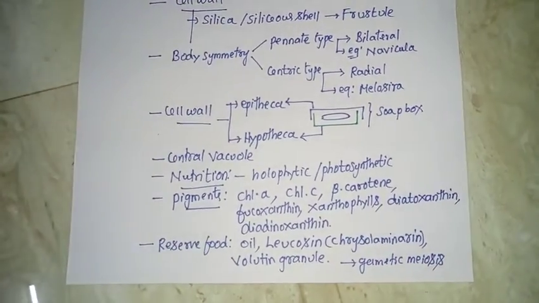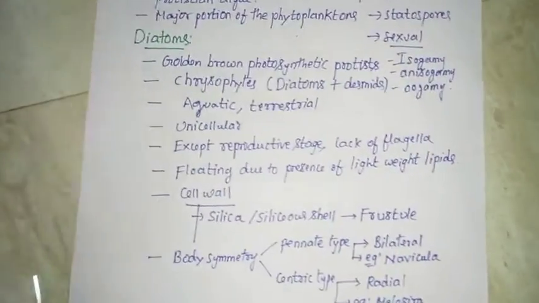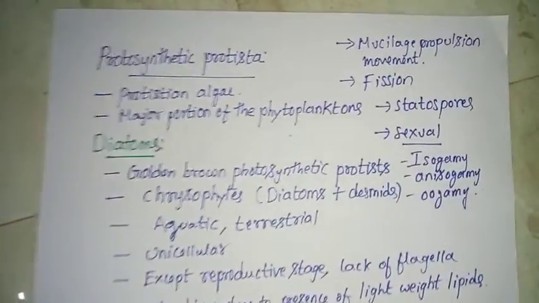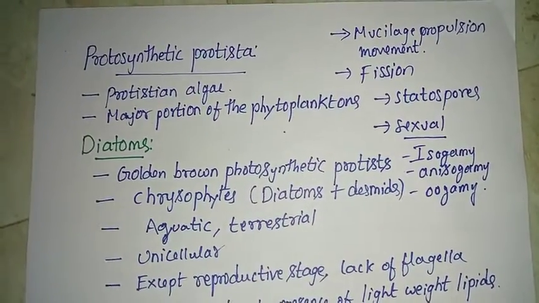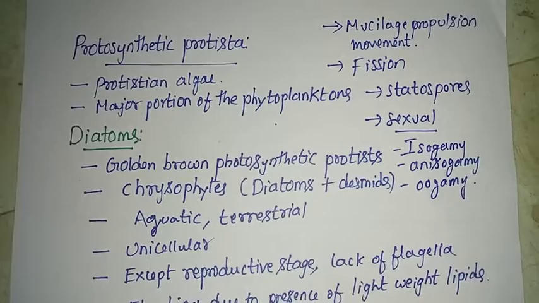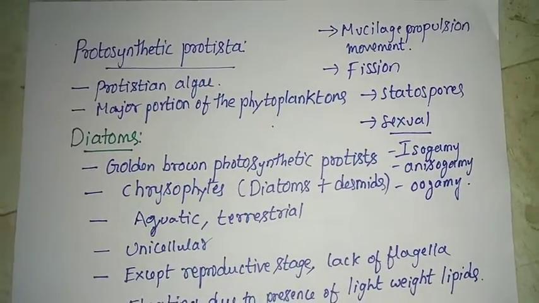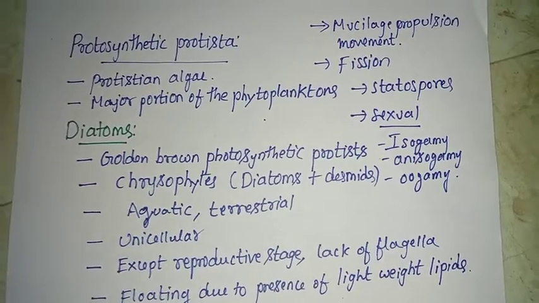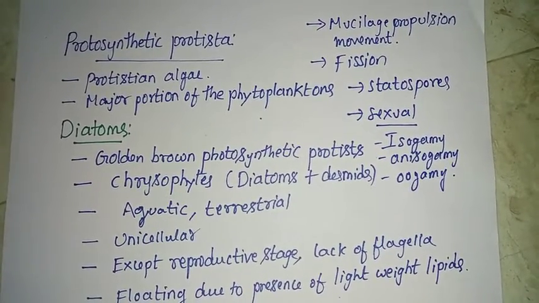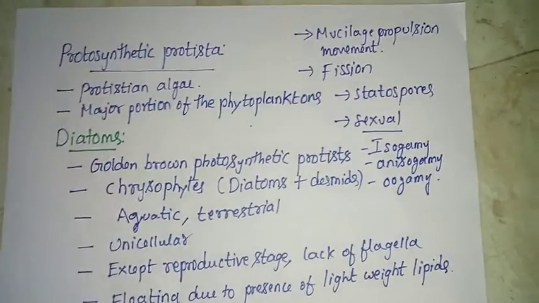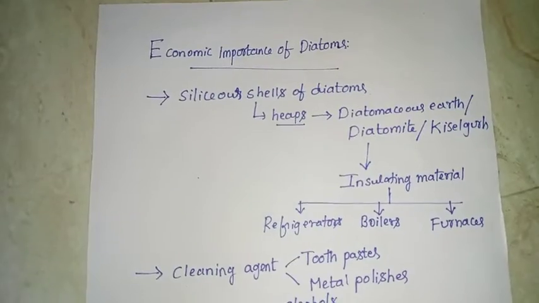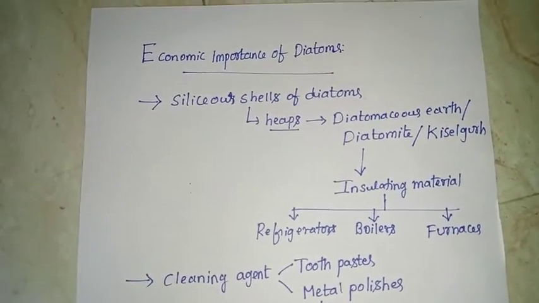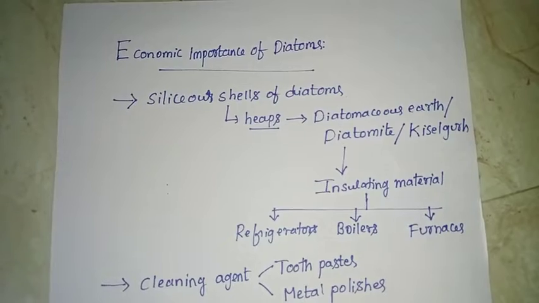The very important point is, what is the movement of diatoms? It shows mucilage propulsion movement. It reproduces by fission, and statospores are present. Sexual reproduction is isogamous, anisogamous, oogamy. Right student?